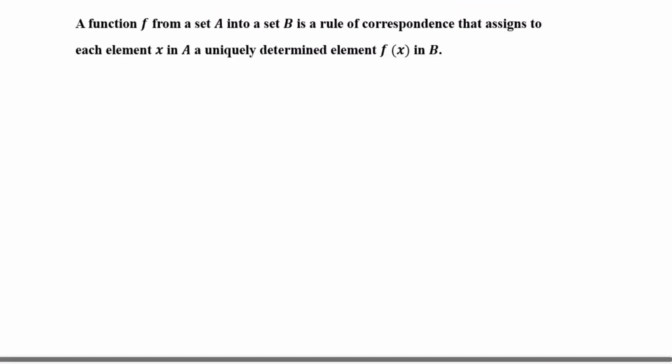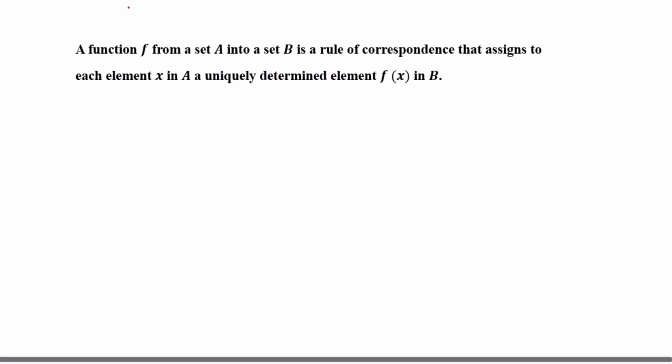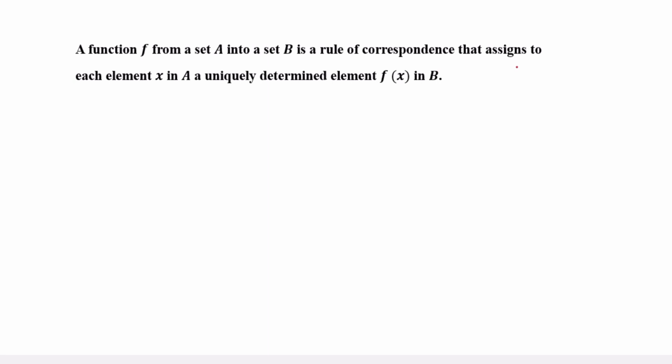Next we define the proper definition of the function. A function f from set A into set B is a rule of correspondence that assigns to each element x in A a uniquely determined element f of x in B. What does this definition say?